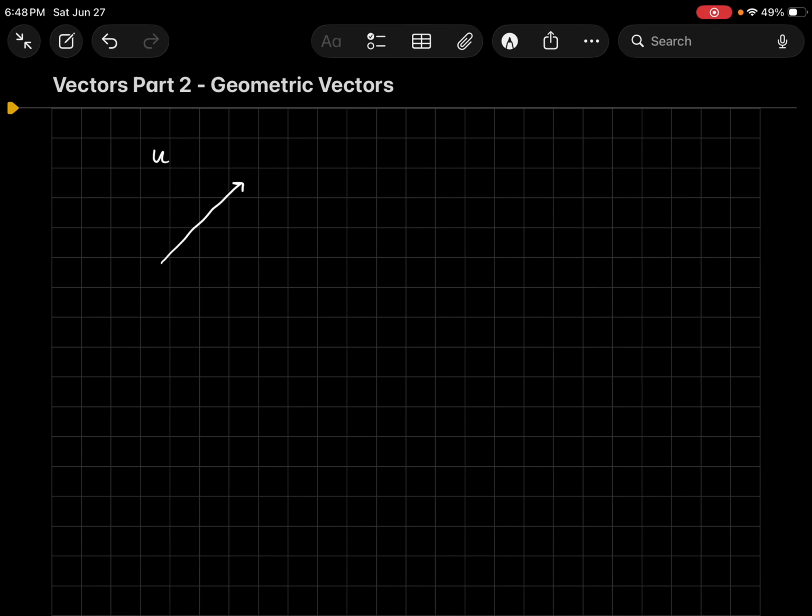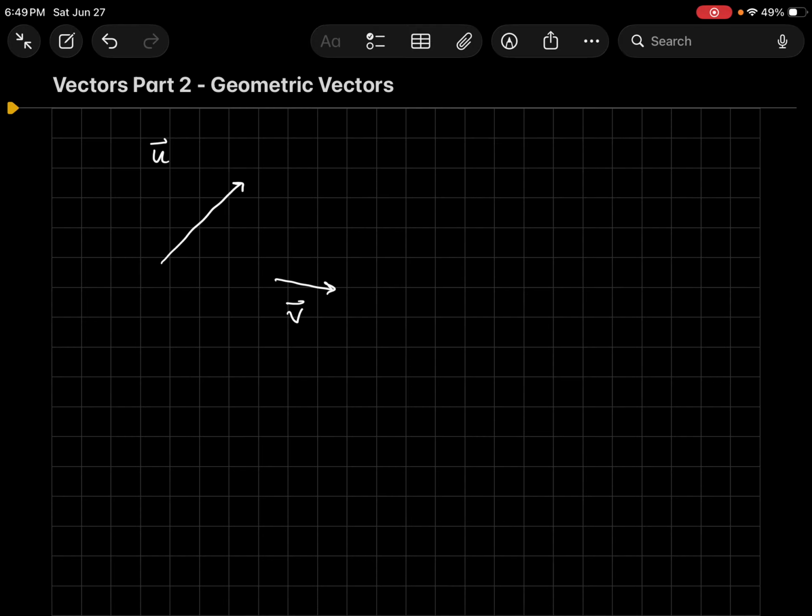I'm going to call this first vector vector u. We usually put vectors with a little arrow on top. And then I'm going to draw another vector v with a different magnitude and a different direction. Now, what if I wanted to add these two vectors together? First of all, why would I do that?